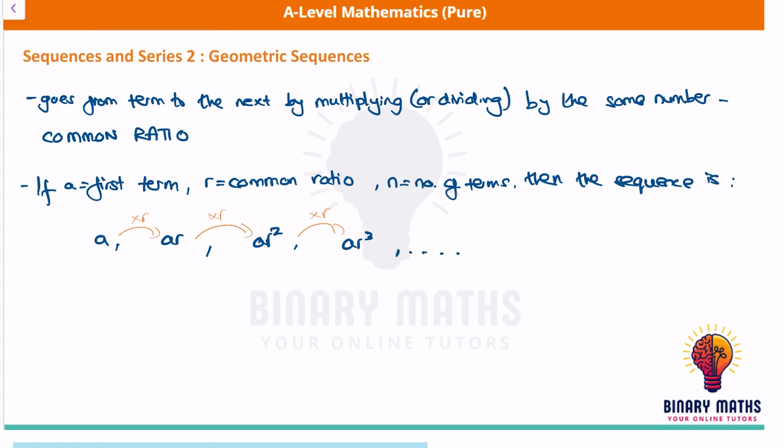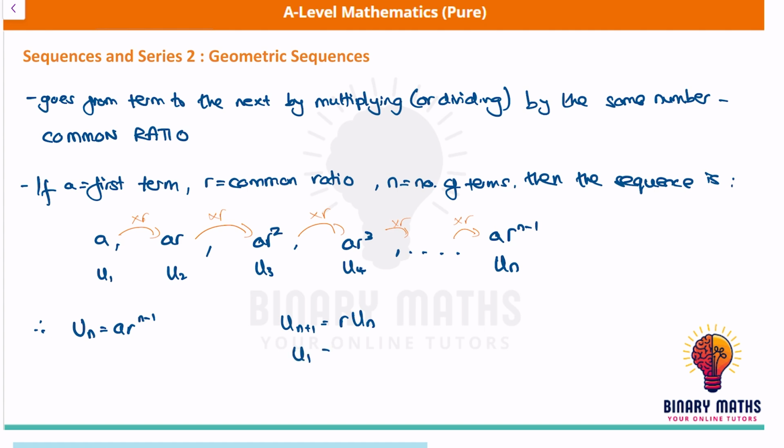So all the way up to times by R to get the nth term. What would the nth term be? This is U1, this is U2, this is U3, this is U4, then UN. If you look at it, you always have an A, and then R raised to 1 less power, so n minus 1. Therefore, UN is equal to AR to the power of n minus 1. And the other way of defining it, which is the recurrence relation, is UN plus 1 is equal to R times UN, where U1 is equal to A.